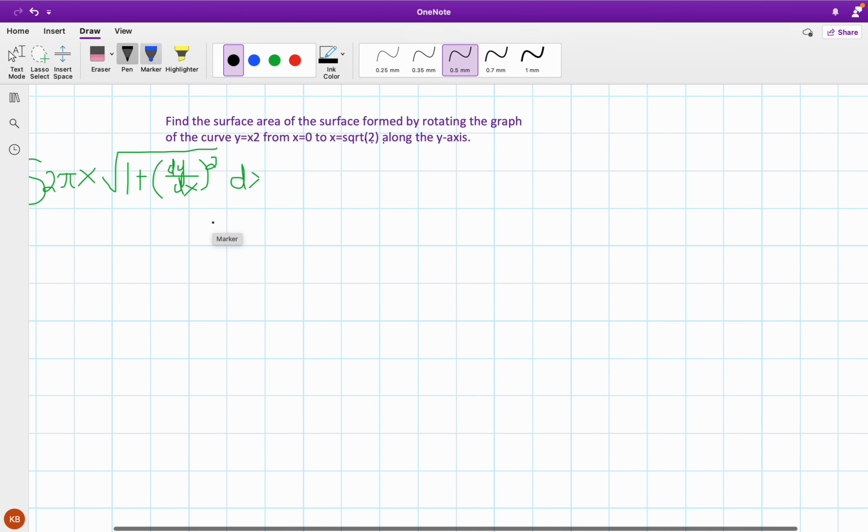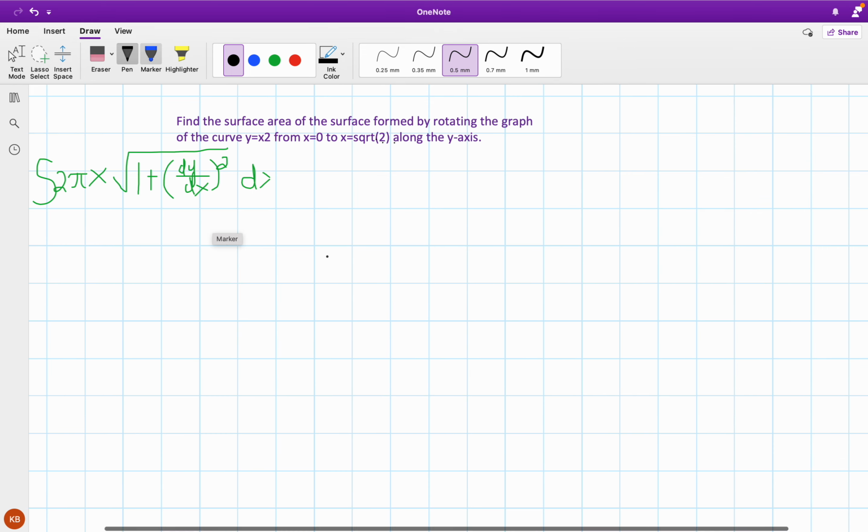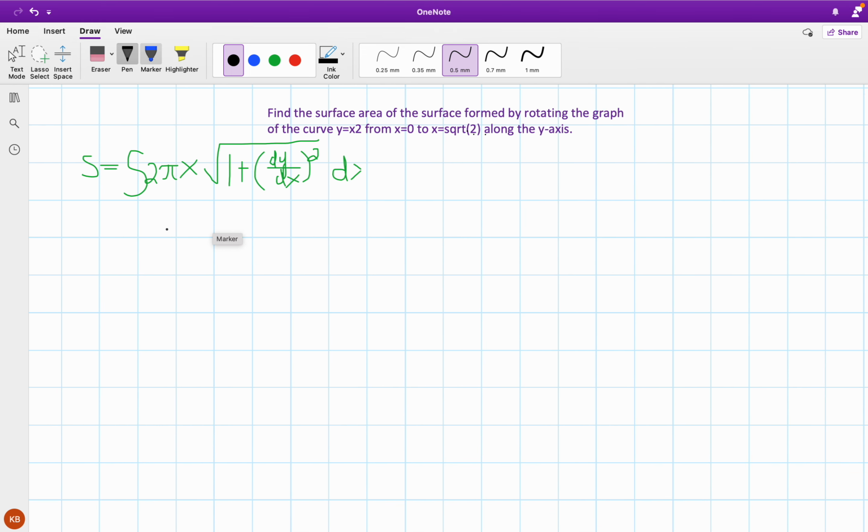So the third problem is to find the surface area of the surface formed by rotating the graph of the curve y equals x squared from x equals 0 to x equals the square root of 2 along the y-axis. The equation we are going to use is the surface area will equal the integral of 2 pi x times the square root of 1 plus dy over dx squared dx.